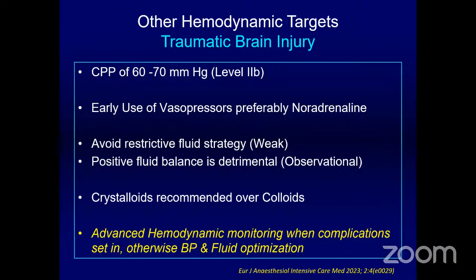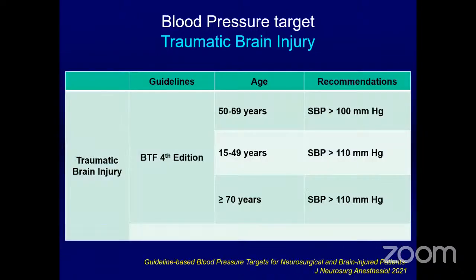And you have a lot of modalities available, the hemodynamic monitoring, the neurocritical care monitoring. But advanced hemodynamic monitoring should be used preferably when complications set in. Otherwise, blood pressure and fluid optimization are good enough to maintain the parameters in this set of patients, and that should be practiced at a larger scale.